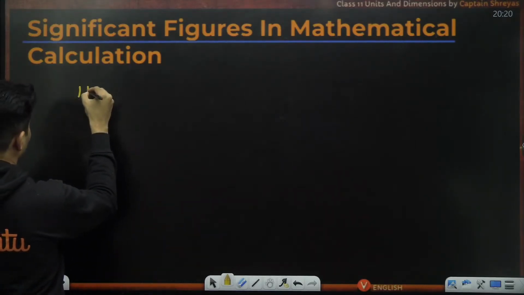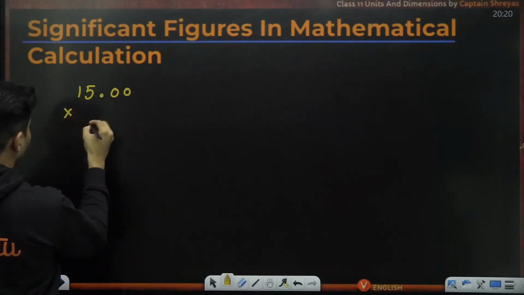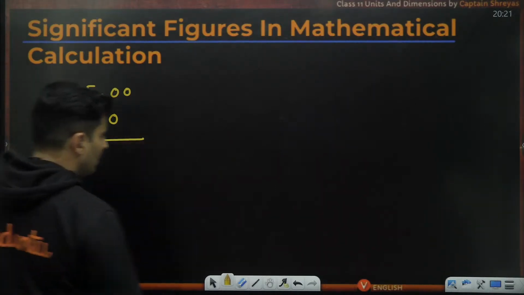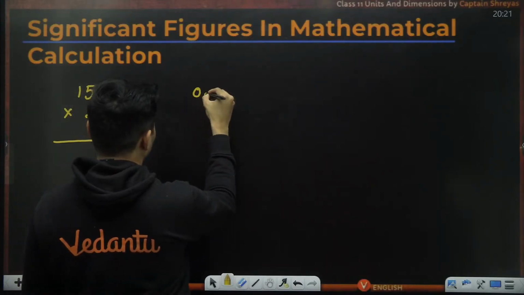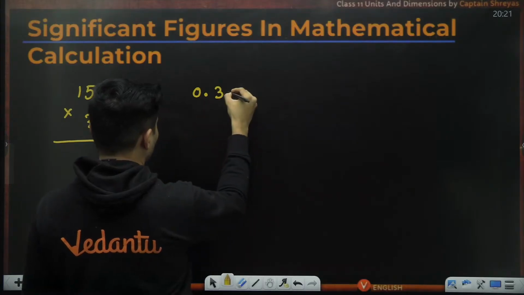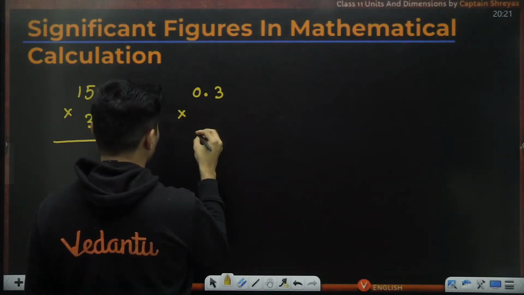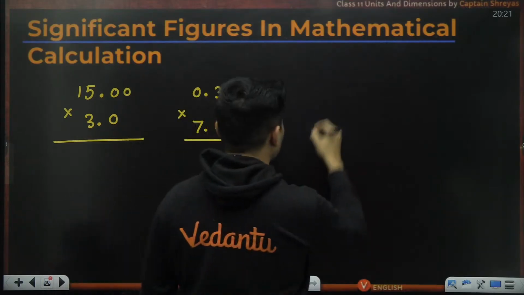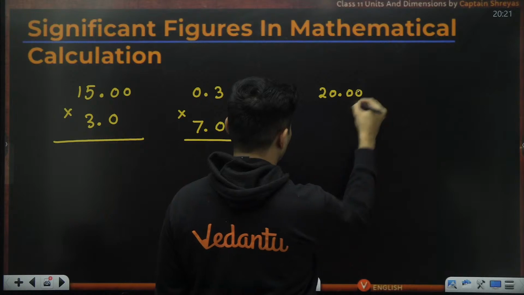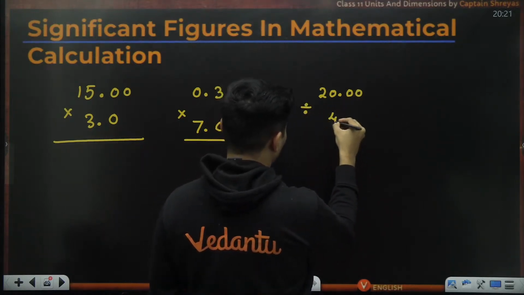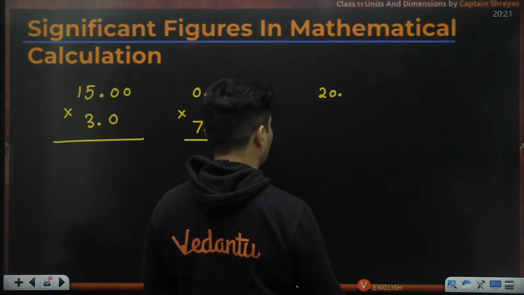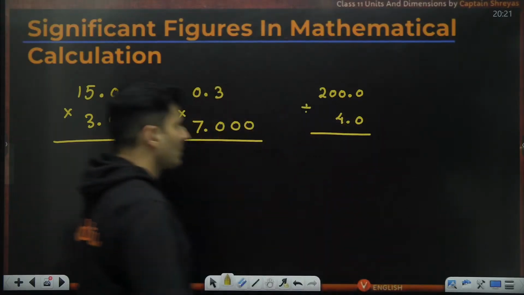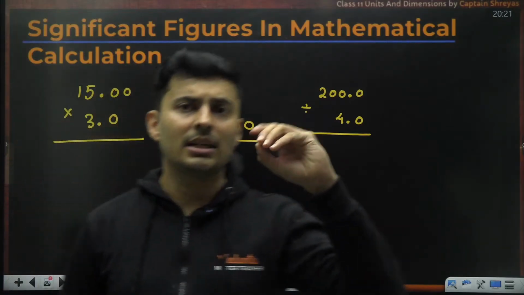Let's say 15.00 multiplied by 3.0. I have just given something. Let's see what the answer should be. Versus 0.3 multiplied by 7.000. Then let's say 20.00 divided by 4, or let's say 200.0 divided by 4.0. So some multiplications and divisions which are very simple, just to make you understand how the rules work. Okay, let's see.